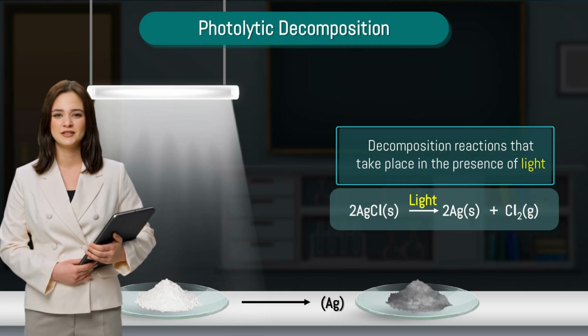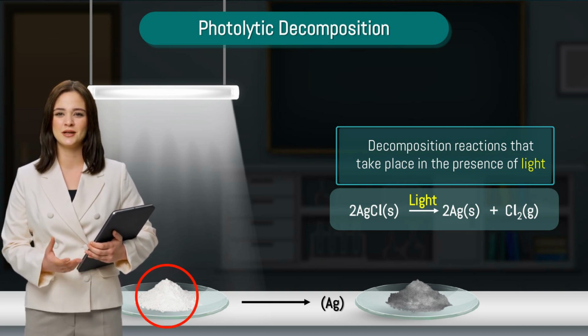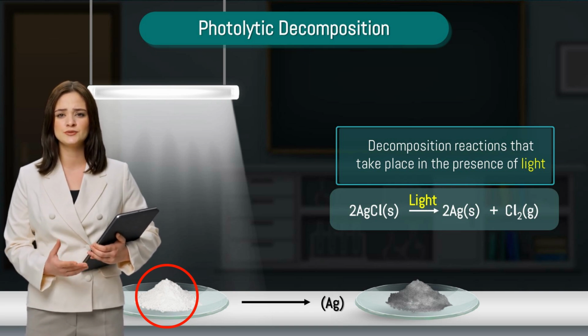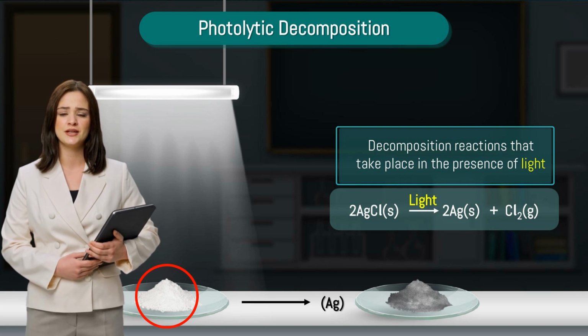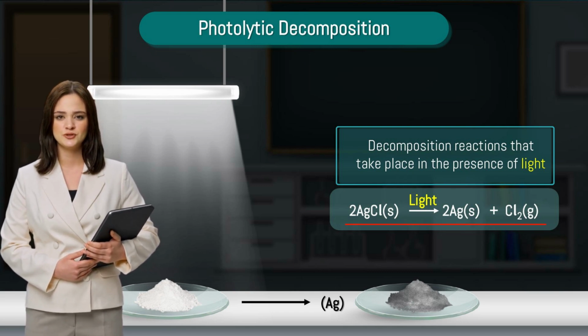Photolytic decomposition is a type of reaction where a compound breaks down into simpler substances in the presence of light instead of heat. For example, silver chloride, written as AgCl, is a white-colored compound. When it is exposed to sunlight, it decomposes to form metallic silver, which appears gray in color, and chlorine gas. The reaction is 2AgCl in the presence of light gives 2Ag plus Cl2 gas.